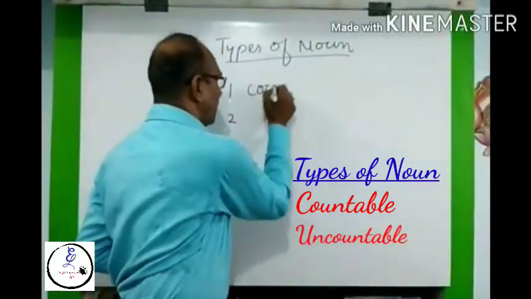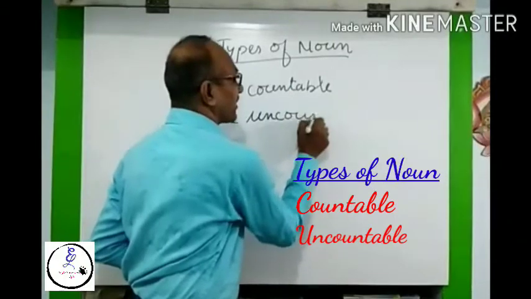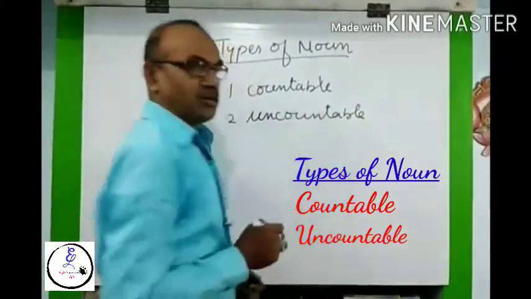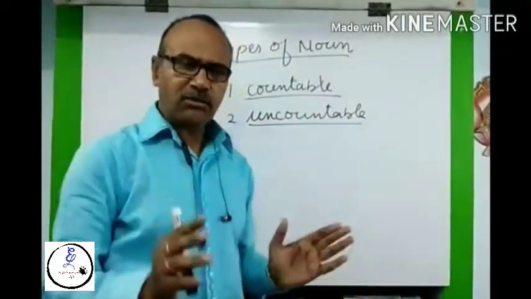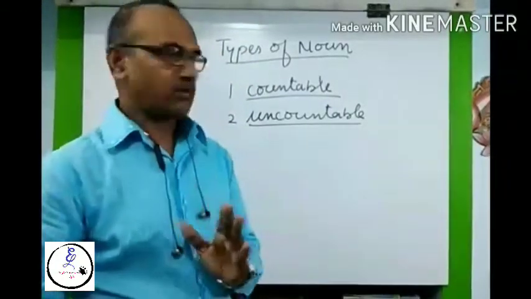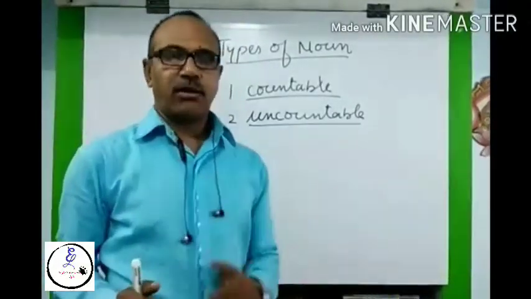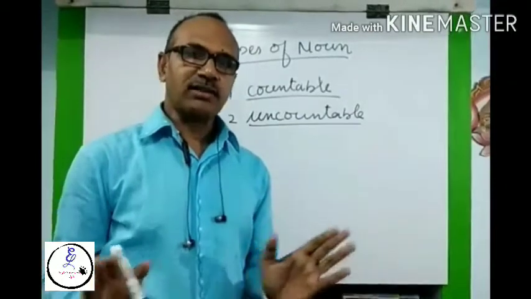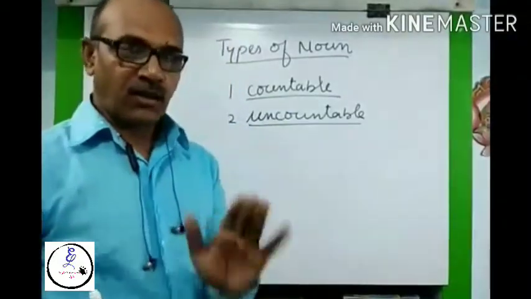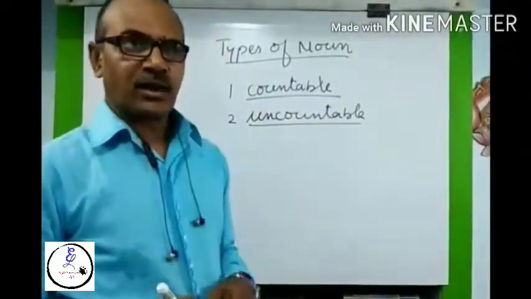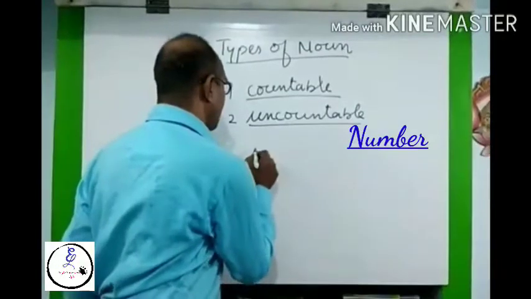One is countable, another is uncountable. From these words we easily understand that the noun that can be counted, we call countable. That which cannot be counted is uncountable. That we have already discussed in our lower classes. But in grammar, particularly in higher knowledge, there is something different, related to another aspect, that is number.